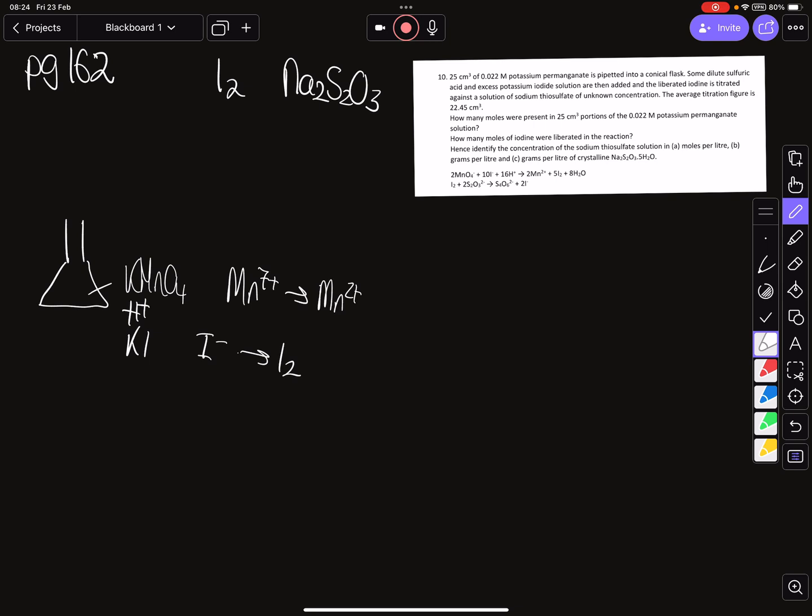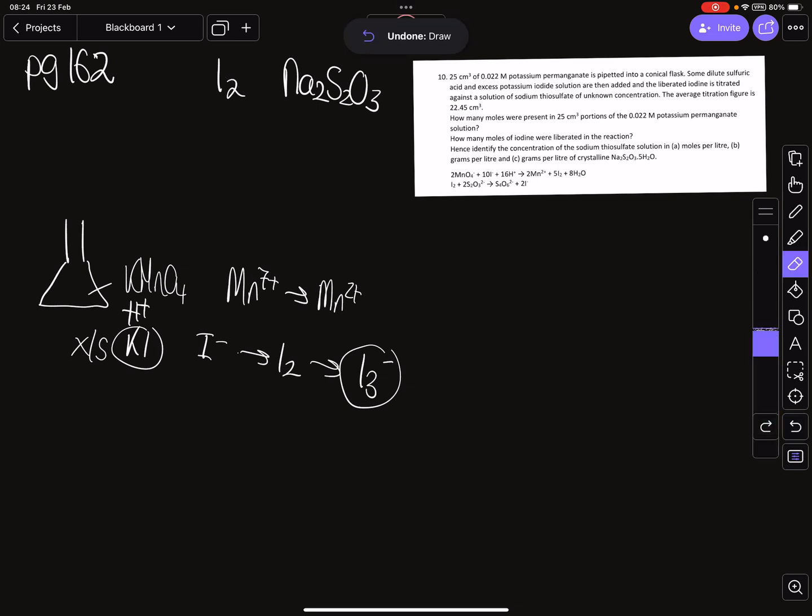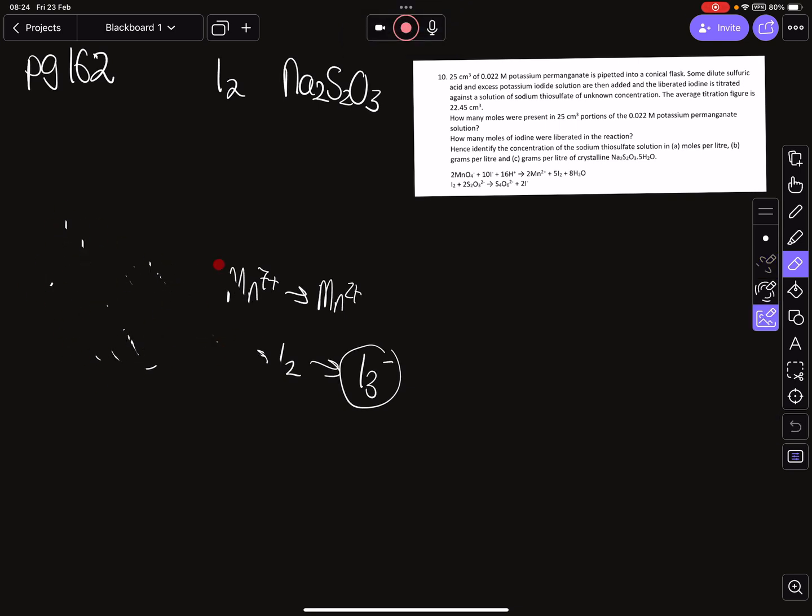The great thing about this is that usually our KI is in excess, and instead of actually forming iodine, it forms I3- ions, which behave in the exact same way as iodine does, but more importantly, are soluble in water. So if we were being very correct, up here we would have I3-, but because it's behaving like iodine, we are going to call it iodine.